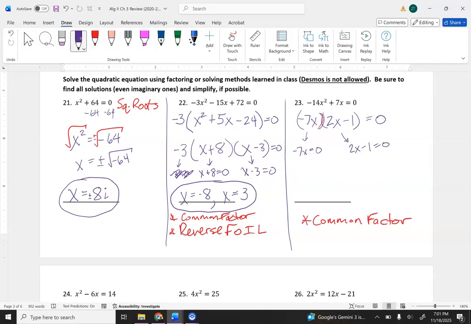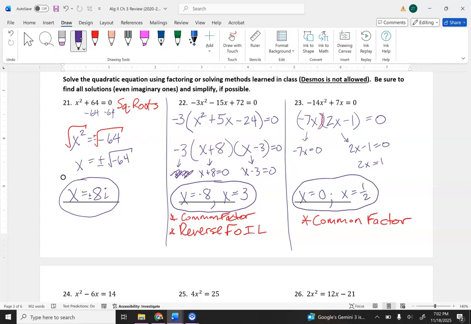So the first one, that one's pretty easy. That's x equals 0. And then the second one, you would add 1 to the other side. So you'd get 2x equals 1. And then divide by 2. So the other solution would be x equals 1/2.